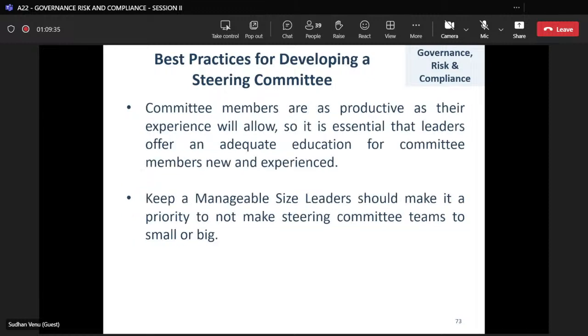And the committee members become productive as their experience allows. So it is essential that leaders offer adequate education for the committee members, new and experienced ones. And keep a manageable size: leaders should make it a priority to not make the steering committee team too small or too big.